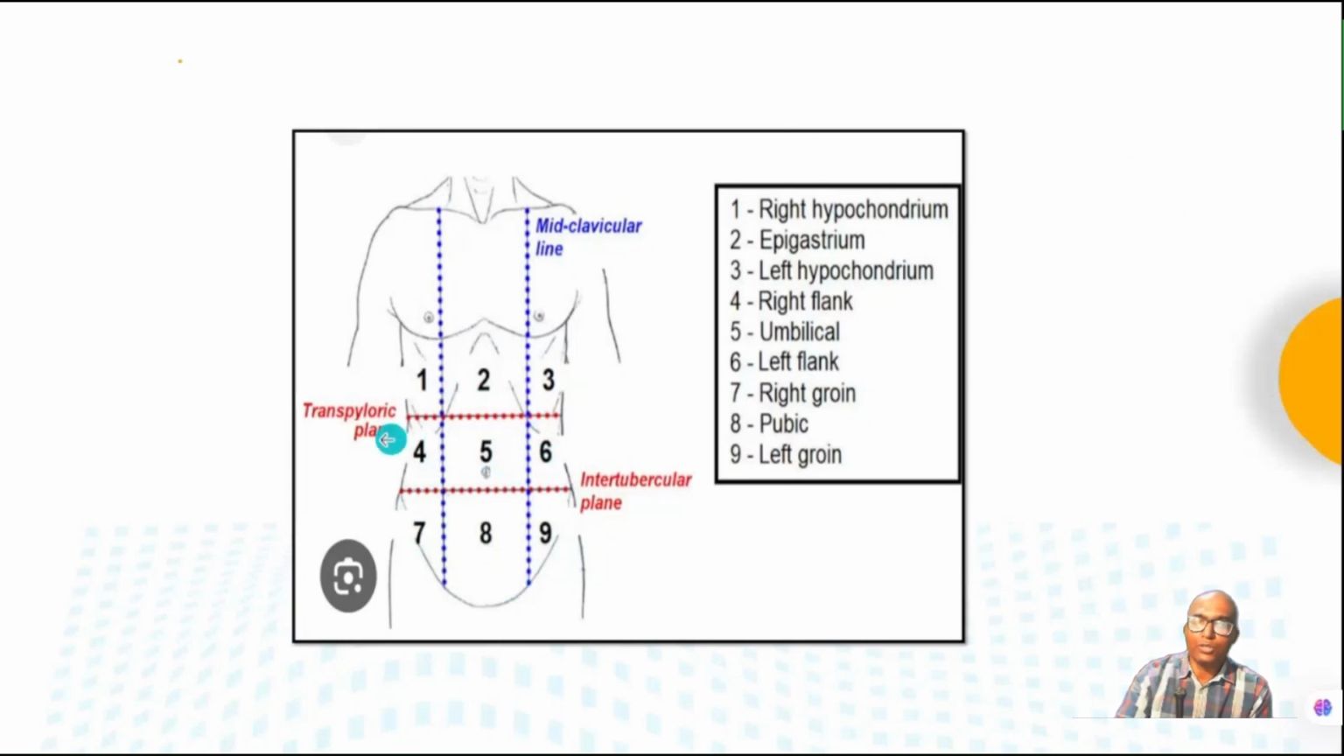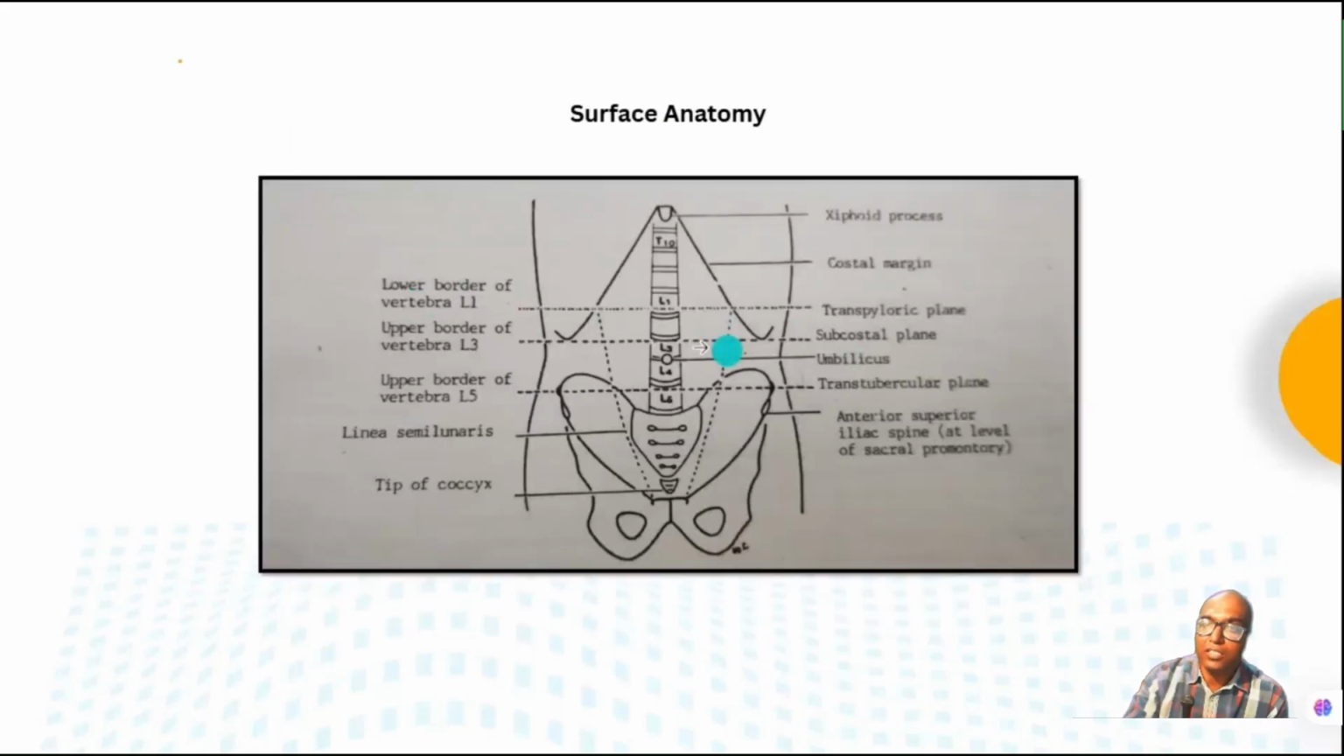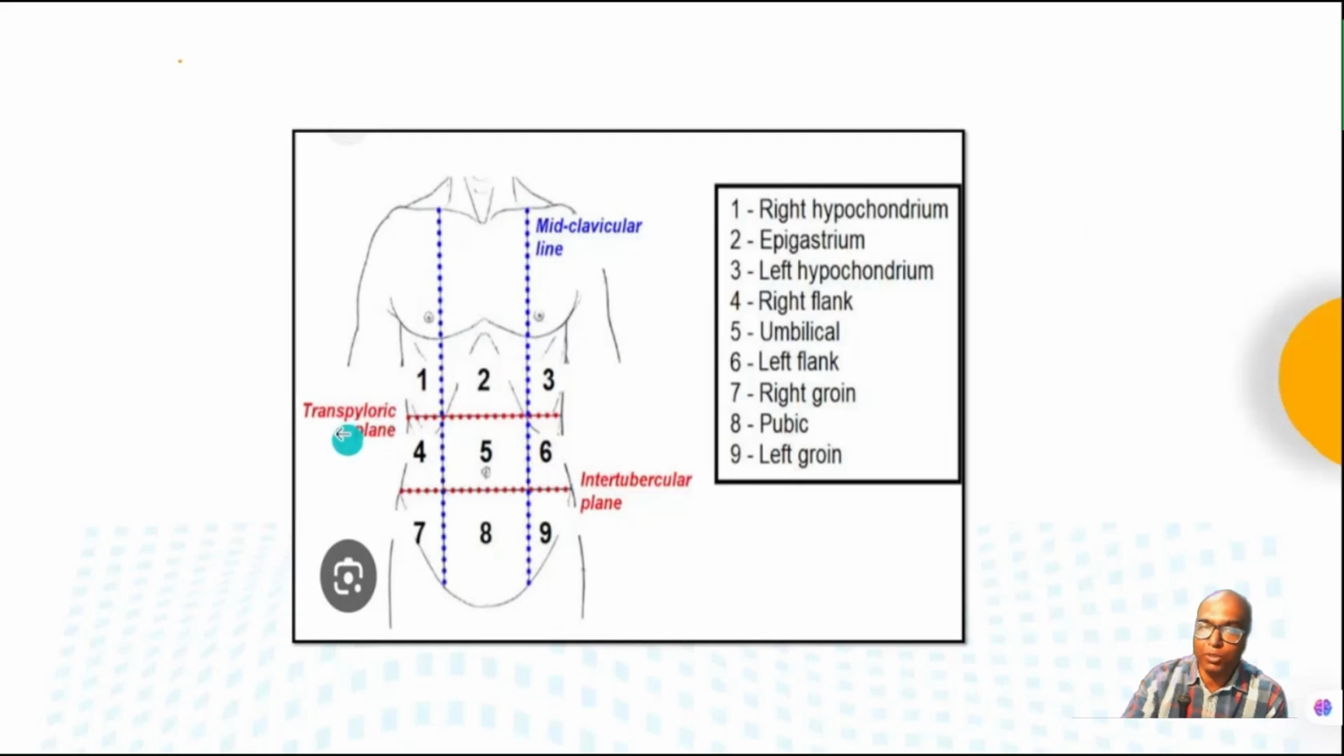Okay, so here they have mentioned the transpyloric plane and the intertubercular plane, which are dividing this into 9 quadrants. But this is also a question: which transverse plane is used for dividing the abdomen? Okay, at the upper level, they have used the transpyloric, but anatomically speaking, it is the subcostal plane which we use to divide the abdomen into various parts, and the other transverse plane is the transtubercular plane. Okay, in certain books they have mentioned the transpyloric, but ideally it will be the subcostal plane.